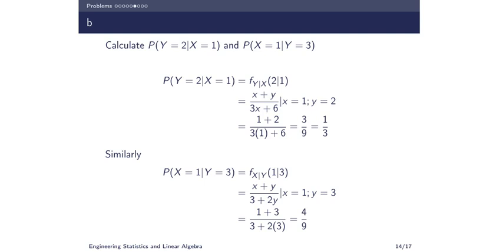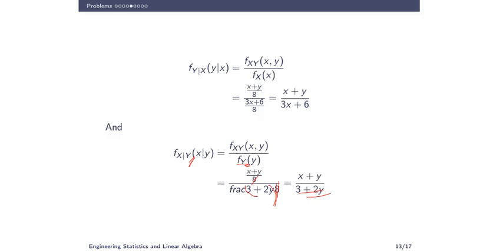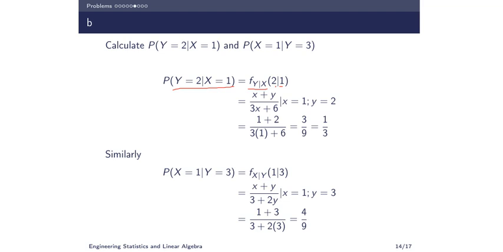So the probability of y equal to 2, given x equal to 1, is a conditional probability. So f(y given x): what is the value of y given 2 given 1? We have the function (x + y) / (3x + 6). There we have to substitute x equal to 1 and y equal to 2. That's all. So you have (1 + 2) divided by (3 into 1 + 6), so 3 by 9, or 1 by 3.